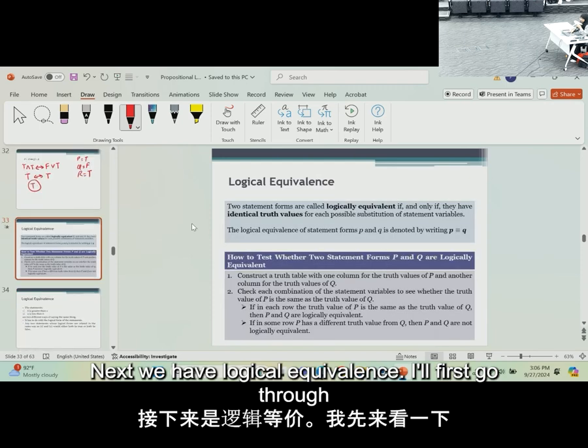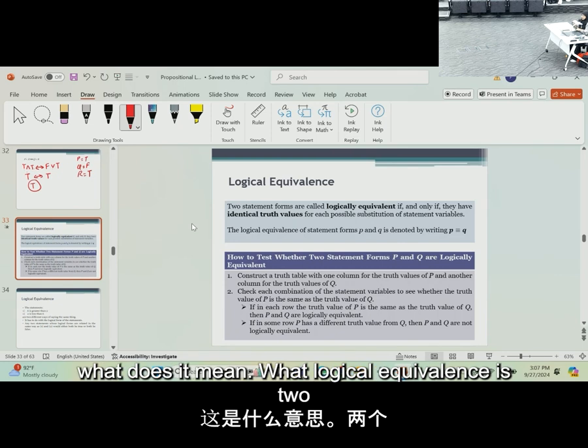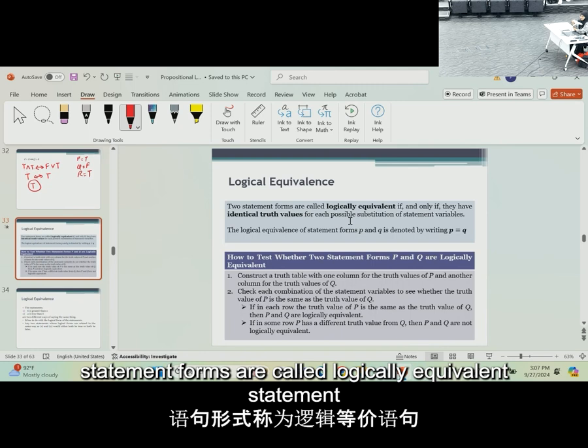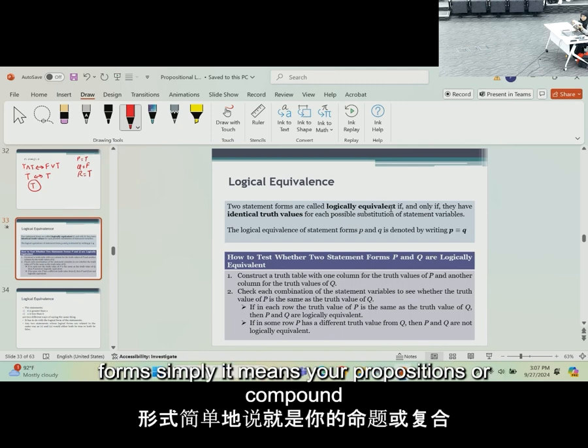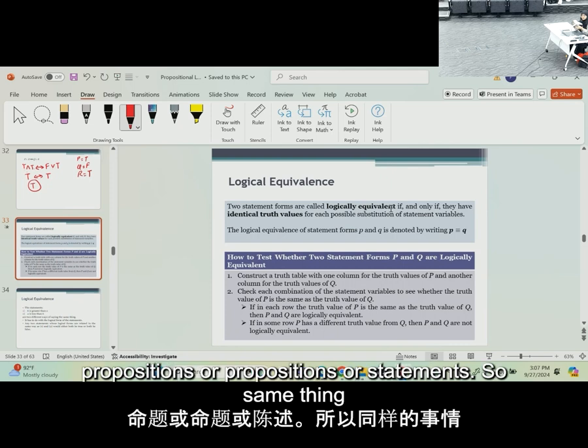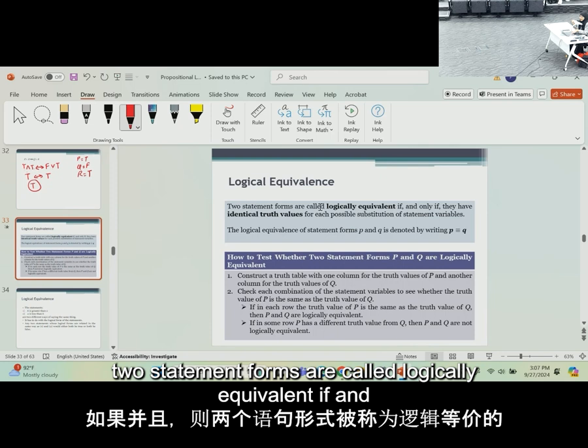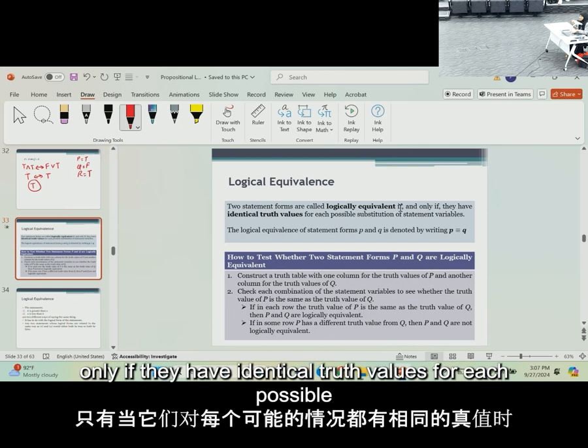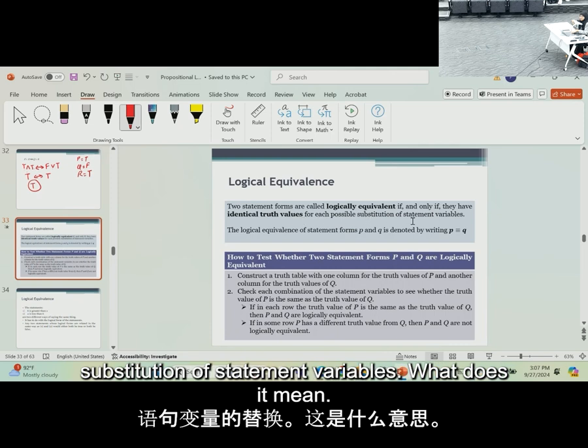Next, we have logical equivalence. I will first go through what it means. What is logical equivalence? Two statement forms are called logically equivalent. Statement form, simply, means your propositions or compound propositions or statements. So same thing. Two statement forms are called logically equivalent if and only if they have identical truth values for each possible substitution of statement variables.